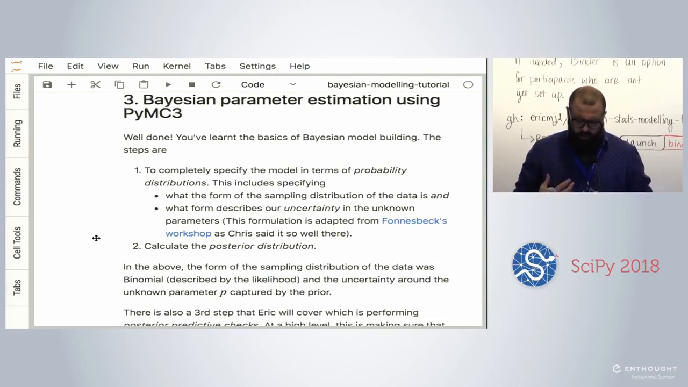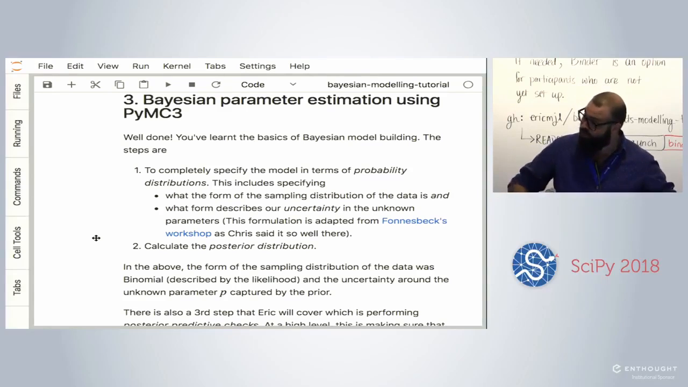So what I want to say before we use PyMC3 is, well done. You've learnt the basics of Bayesian model building, and the steps you've learned are to completely specify the model in terms of probability distributions. This includes specifying the form of the sampling distribution of the data, such as the binomial distribution. It's a model that allows you to talk about how the data is generated in the world.